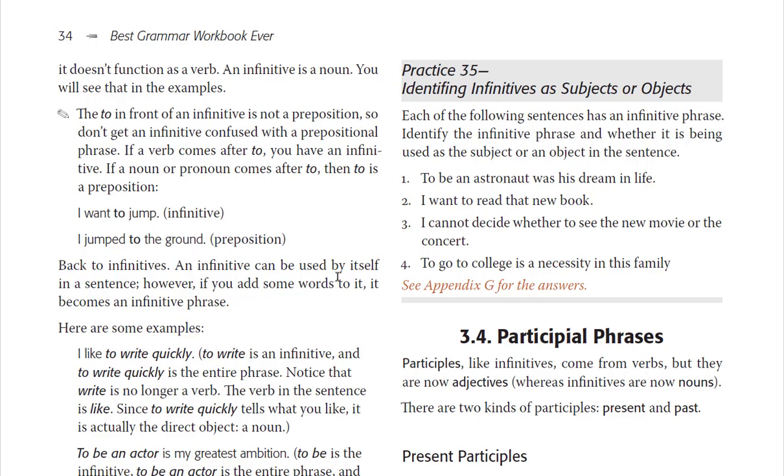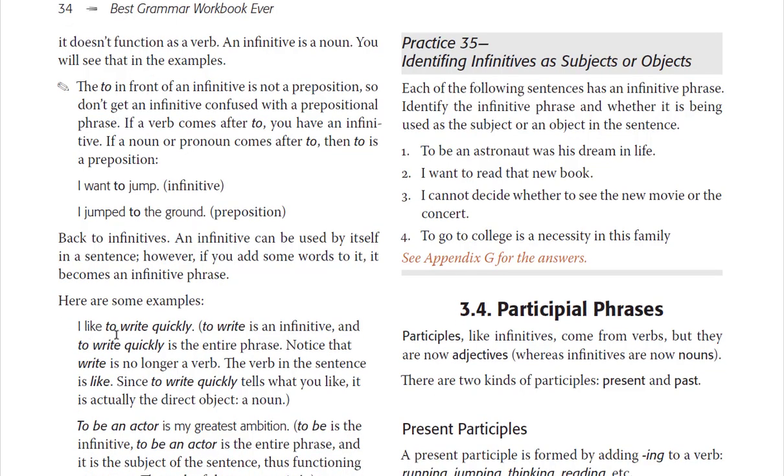Back to infinitives. An infinitive can be used by itself in a sentence. However, if you add some words to it, it becomes an infinitive phrase. So, I like to write quickly. To write quickly: to write is an infinitive because you have to plus the verb. And here, the infinitive is being used as an object because you have subject, verb, object.